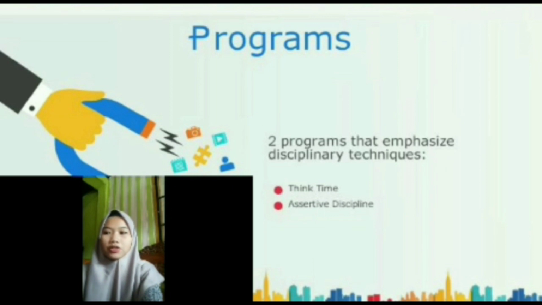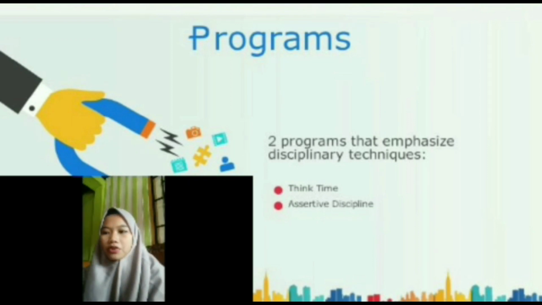One of the defining features of think time is the think time classroom, a dedicated room where students are sent when teachers cannot successfully address a disruptive behavior in the context of their regular classroom.